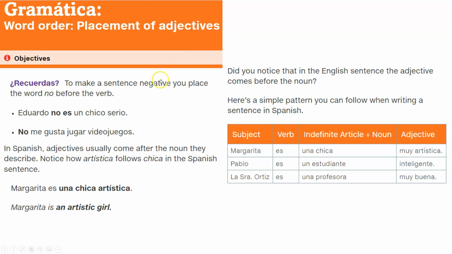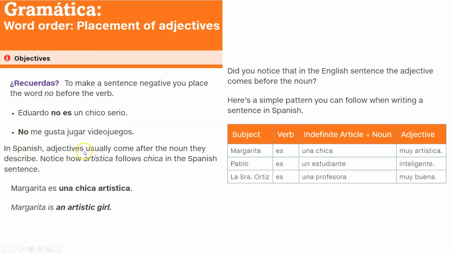Okay, to make a sentence negative, right, you put no before the verb. Edward no es un chico serio. He is not a serious guy. But notice, I said serious guy, but it's chico serio, switched here, right? So it's not un serio chico, it's un chico serio. Why is that? All right.